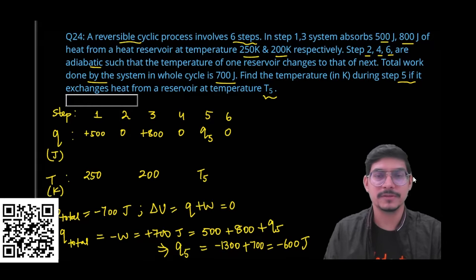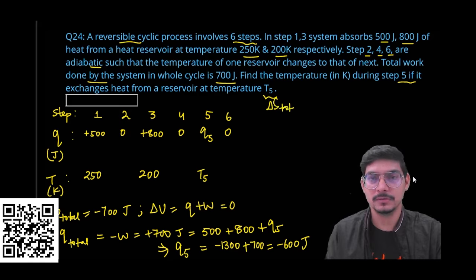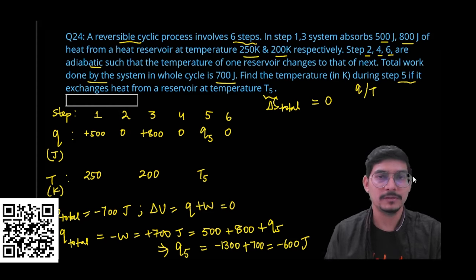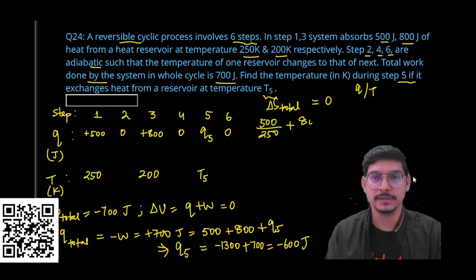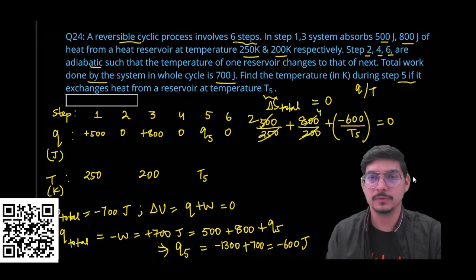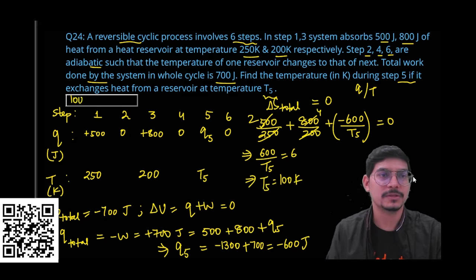Now again, because the process is reversible cyclic, the total entropy change would also be 0. And we know that total entropy change is given by heat transferred divided by the temperature. So for step 1, heat is 500, temperature is 250. For step 3, heat is 800, temperature is 200. And for step 5, heat is 600 and temperature is T5, which we have to calculate. So this would be 2, this would be 4. By simple calculation, 600 divided by T5 is equal to 6, and hence T5 comes out to be 100 Kelvin. So the correct answer of this question is 100.